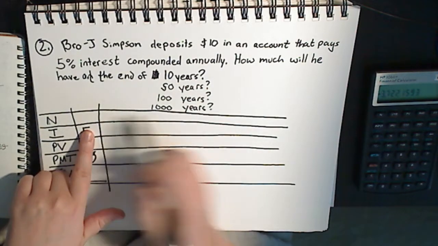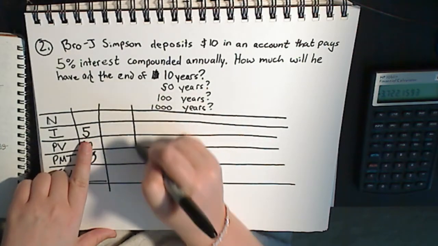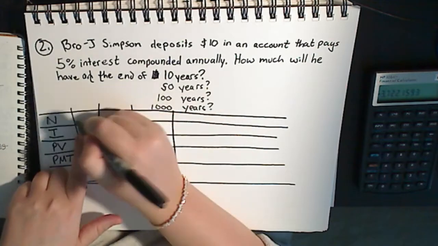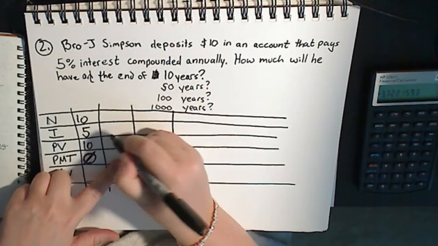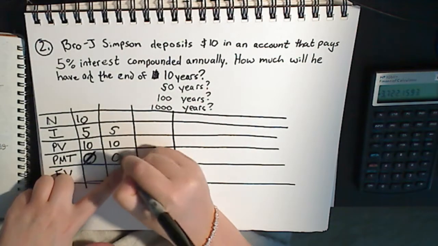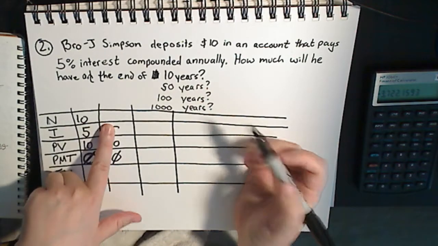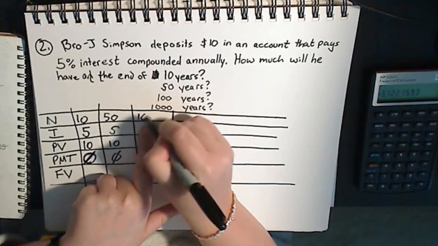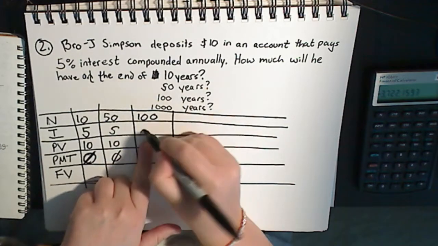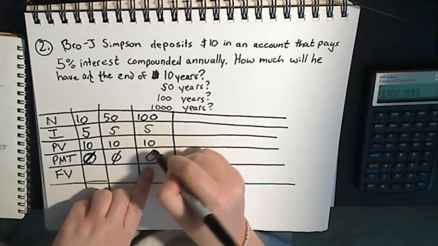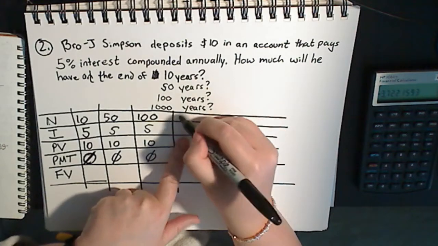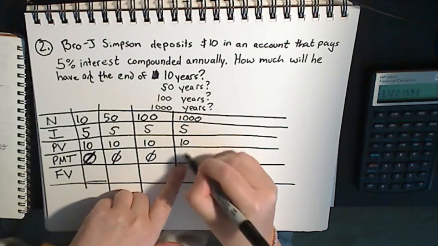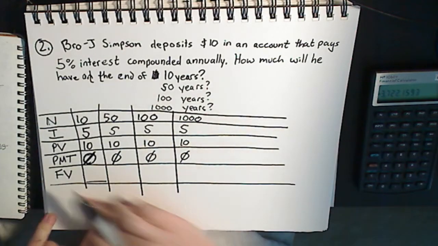And N is what we're changing up over here. So N would be 10 years. These are all the same. Then 50. Then 100. Still the same. And then 1,000. Very good.